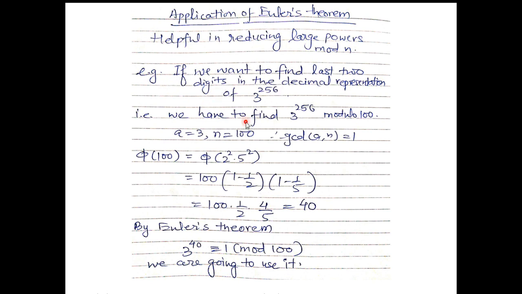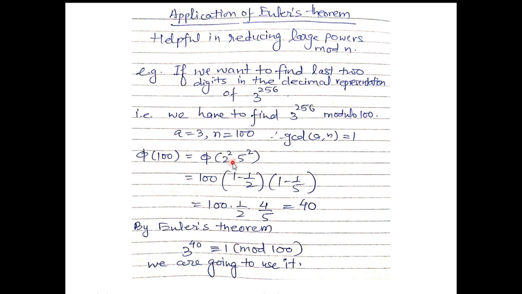So we have to find the last two digits in the decimal representation of this number. So we have to find 3 to the power 256 modulo 100. Here a is equal to 3, n is 100, we take modulo n, and we can check that GCD of a and n is 1, because we take a and n to be relatively prime.